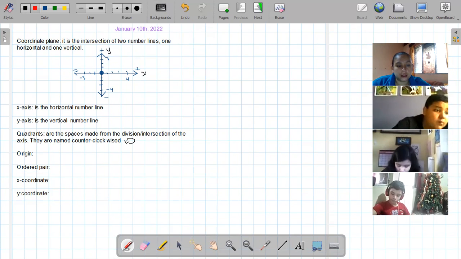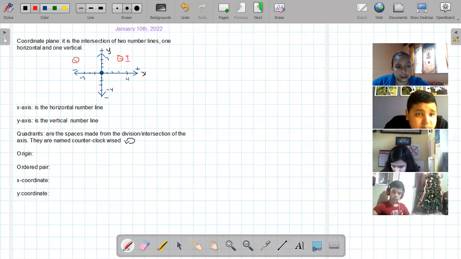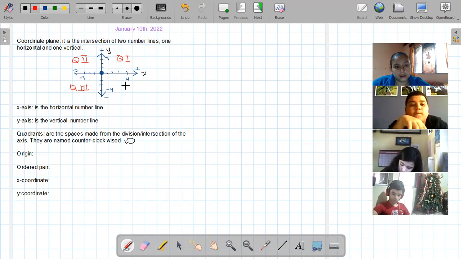So we are going to call this quadrant 1. Both positives is quadrant 1. This is Q and the Roman number 1. This will be quadrant 2, Q and the Roman number 2. Quadrant 3, Q and the Roman number 3. And this is quadrant 4, Q and the Roman number 4.